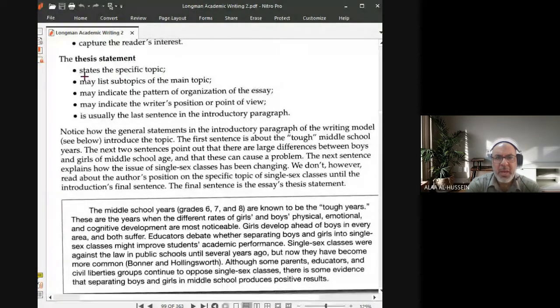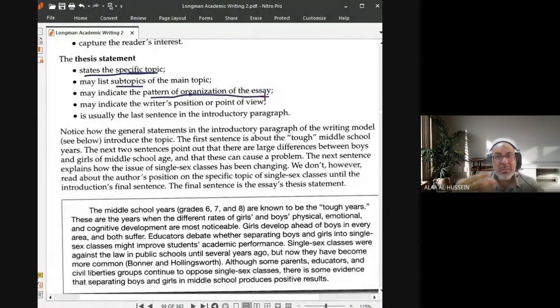It states the specific topic and the main subtopics, what I call sub-ideas about the topic, and may indicate the pattern of organization of the essay. So when we analyze the thesis sentence of an essay, we can tell whether the essay will be a comparison and contrast pattern of organization, or a cause and effect, or an argumentative type of essay, and so on.